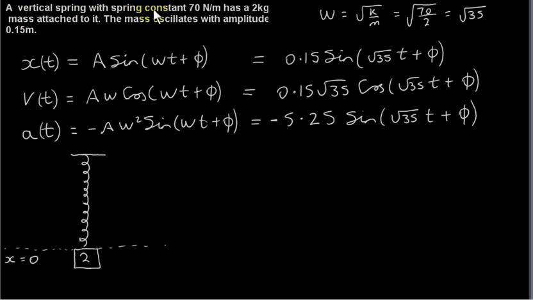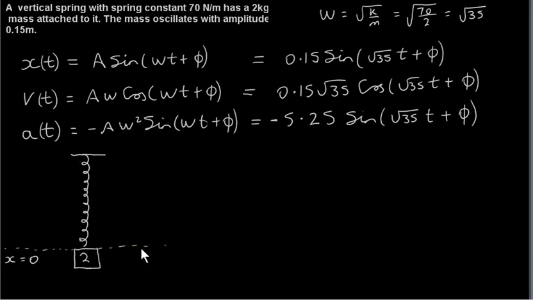A vertical spring with spring constant 70 newtons per meter has a 2 kilogram mass attached to it. The mass oscillates with amplitude 0.15 meters. So we saw in previous videos that this function here will satisfy the equation of motion. So this function will describe the position of the mass at any time t.